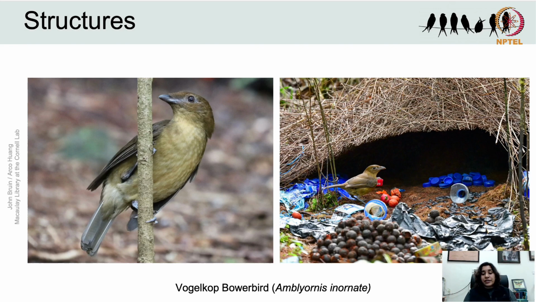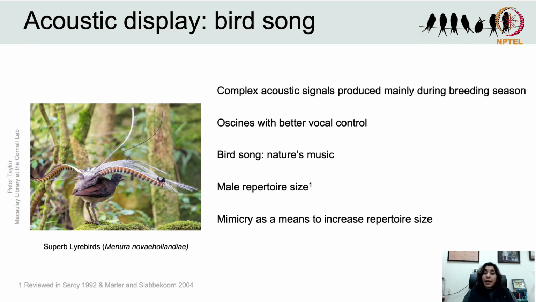Many species of birds court females by elaborate songs, which are complex acoustic signals produced mainly during the breeding season. The group of birds that especially excel in song production are called oscines. They belong to the order Passeriformes and have better vocal control than sub-oscines, that too belong to the same order but to a different suborder. So extraordinary is the ability of birds to produce sound that even great music composers like Beethoven used bird song as an inspiration in their composition.